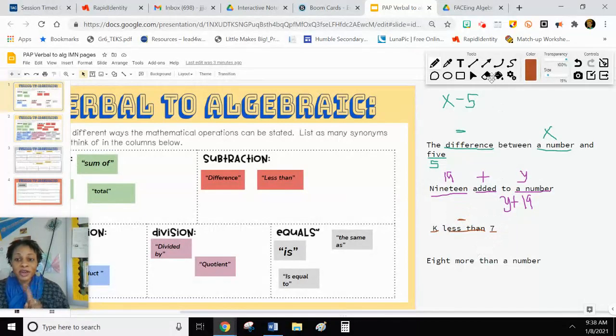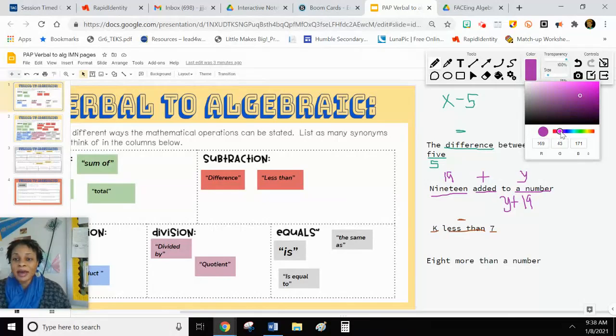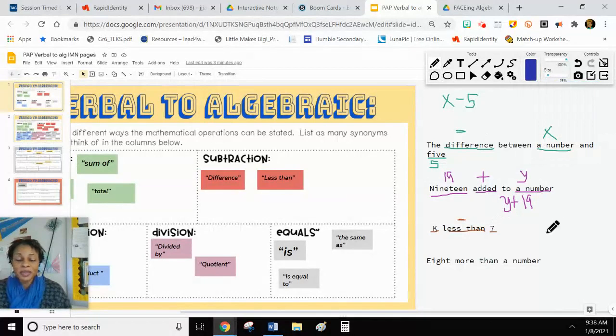But there's something very important that I want to point out here. Anytime you see a problem and it says that something is less than or more than, that variable, letter, or number in front of the word less than goes to the back. Okay, so what do I mean goes to the back?